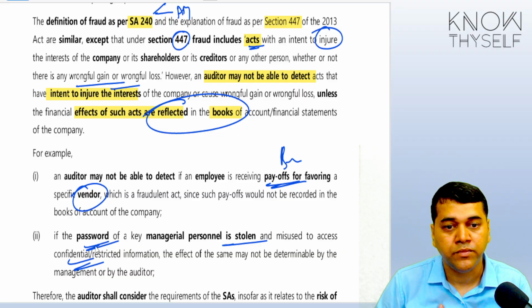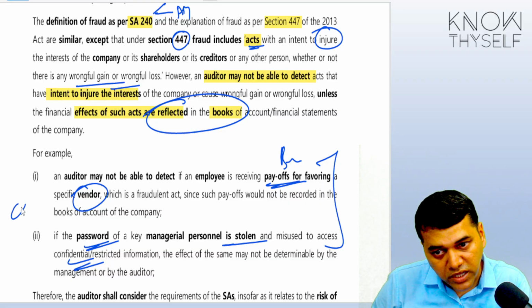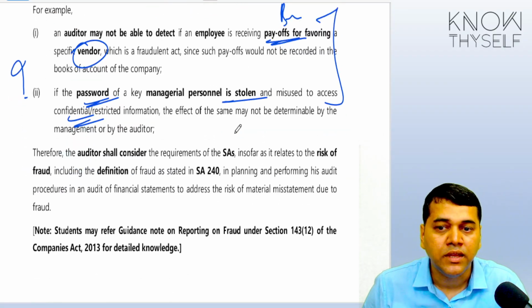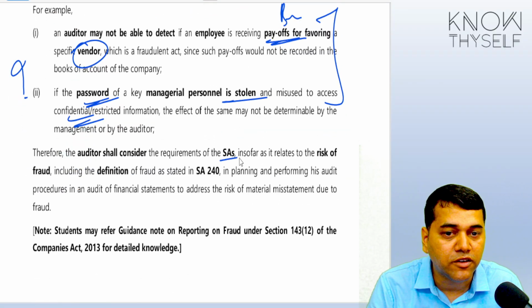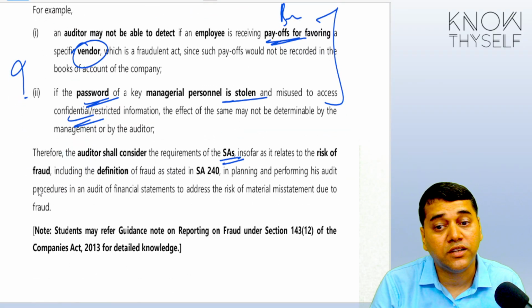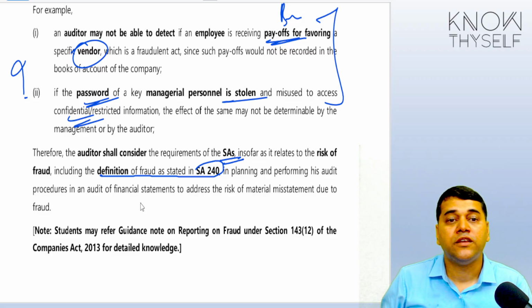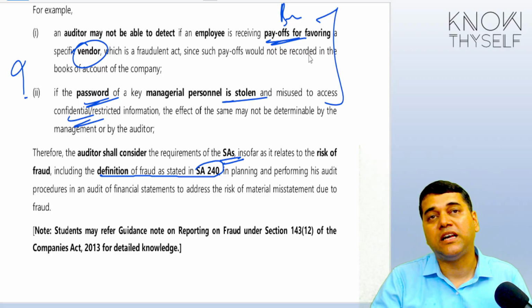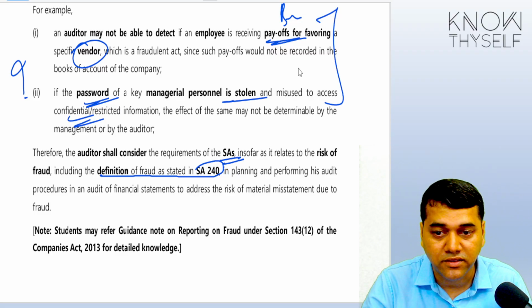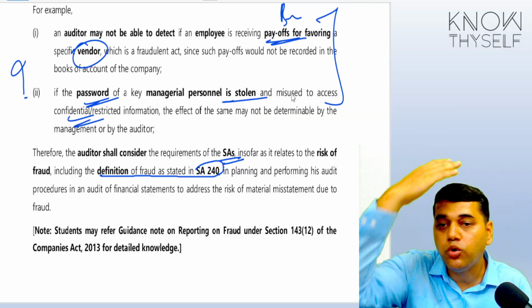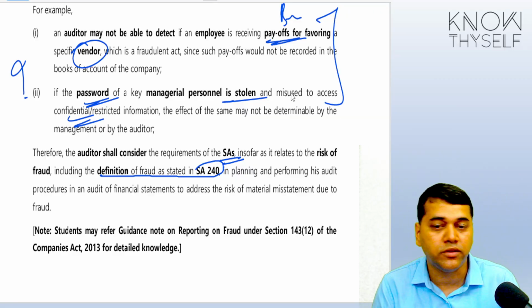Now one question came: if such a type of incident happened, should I report? No. That's why the guidance note came. It says that the auditor shall consider the requirements of SA so far as the risk of fraud included in the definition of 240. So if the bribe is given, if the password is stolen, critical access is done, you cannot be expecting the auditor to go and find the financial implication and inform the central government.